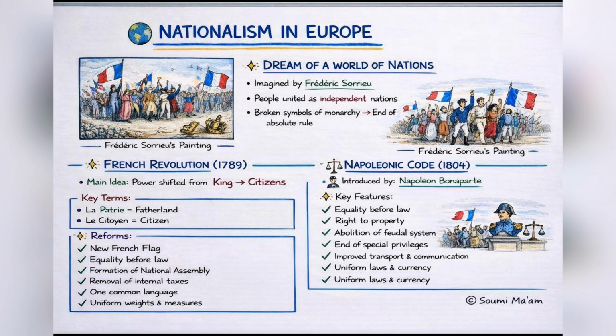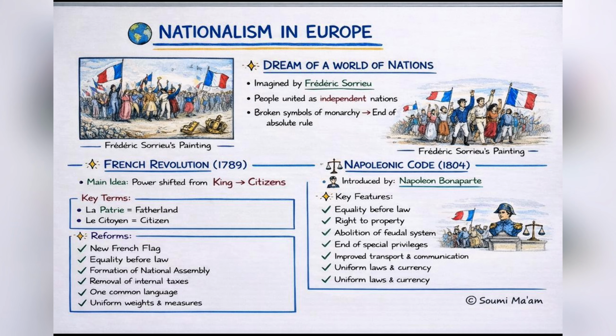In the first page of your book, you have all noticed there is a picture drawn by Frederick Sorrieu, the dream of worldwide democratic and social republics, the pact between nations, print prepared by Frederick Sorrieu in 1848. So, who was Frederick Sorrieu? He was a French artist.